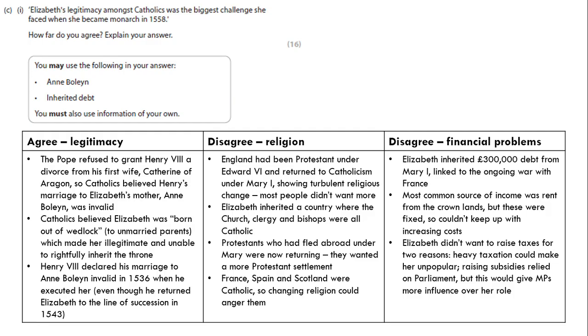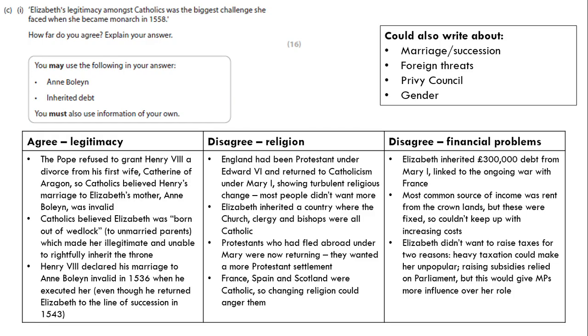So, like I did on the predicted paper A, I'm going to show you two potential introductions you could write. Before I do that, it's well worth remembering there are lots of other things you could write about as well. You could write about Elizabeth's marriage problems and the succession. This was a problem, of course, because she didn't have a child, and therefore, so long as she didn't have a child, Mary, Queen of Scots, would be the heir to the throne. You've got foreign threats, particularly France and Scotland. We'll talk a bit more about that in predicted paper C.